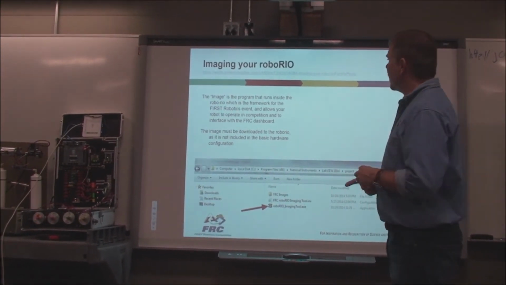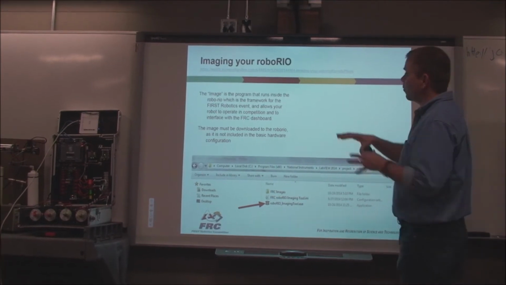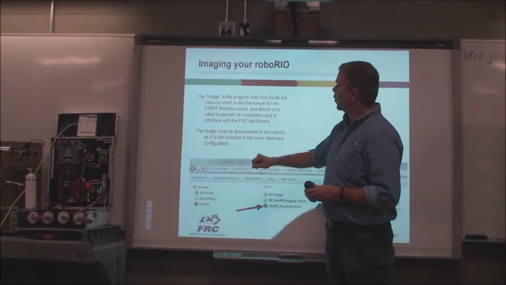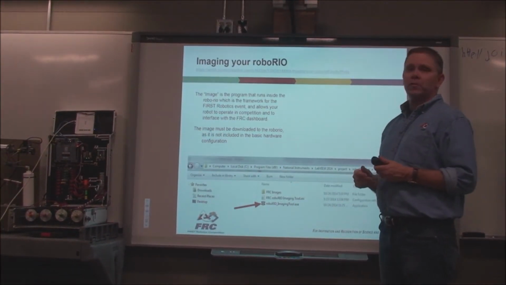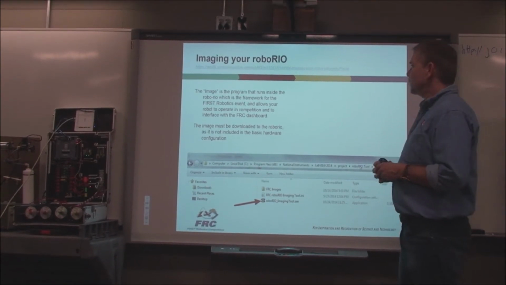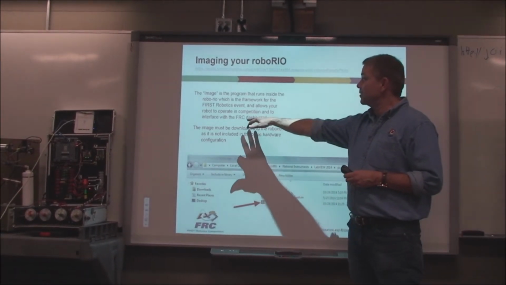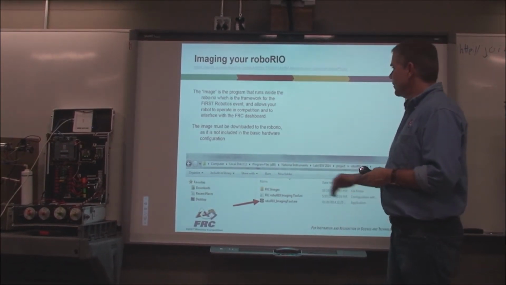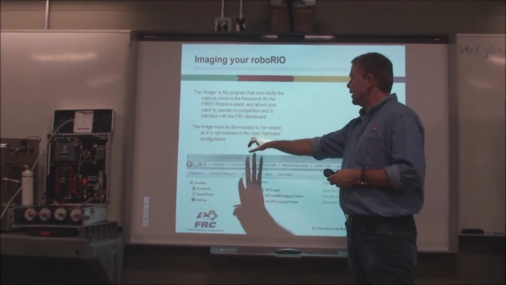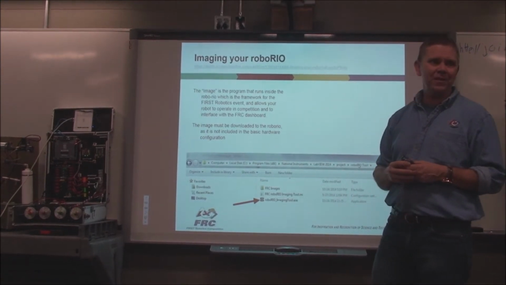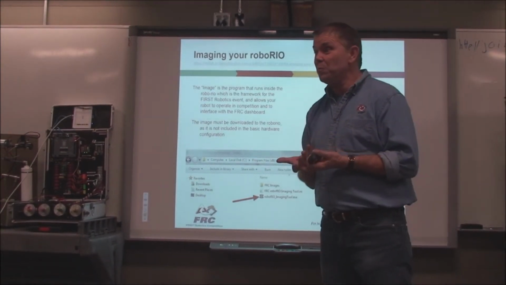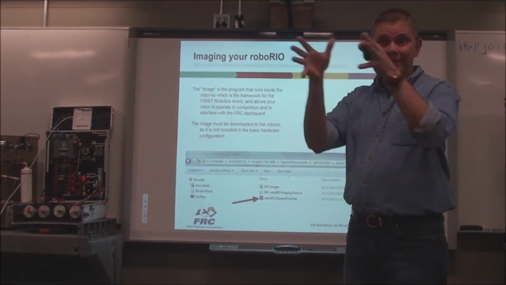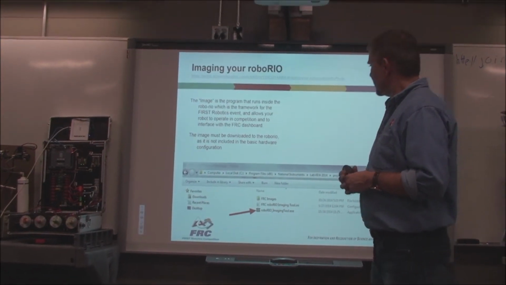So the image is a larger, more sophisticated program that runs over top of the firmware and the hardware itself. It's a framework for your FIRST robotics event. Right? It allows the robot to operate in competition and to interface with the FRC dashboard, so that's the image. All right, this image must be downloaded to the RoboRio, and it is not included in the basic hardware configuration. The image is written in LabVIEW, right? Compiled, and then programmed into that particular system.